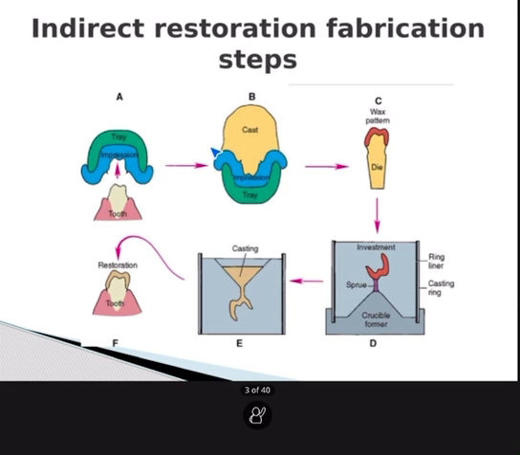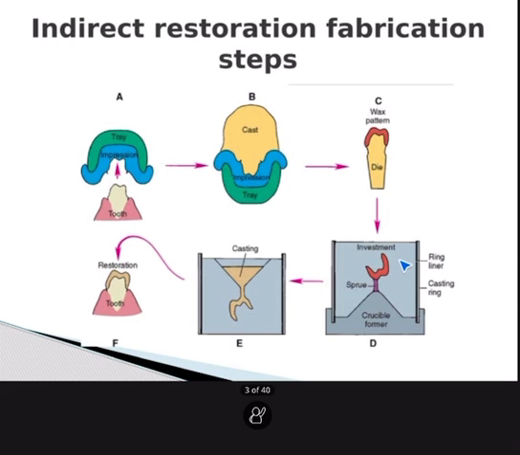After this impression, you will make the cast out of it, and then the die, and then you will be able to make the wax pattern over it. The same wax pattern you have to put in this casting ring with the help of the crucible former. With a sprue, you will attach it in this investment ring. After this, you have to put the investment material from the upper part, and you will fill all this area with the investment material.